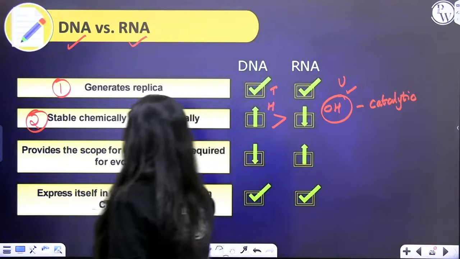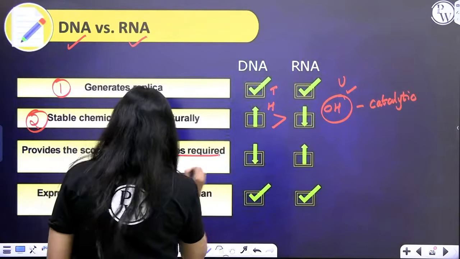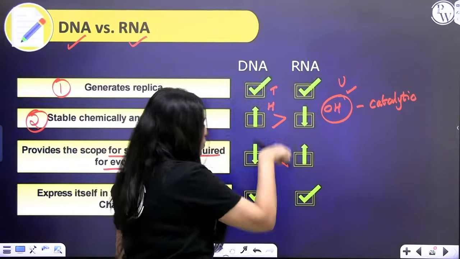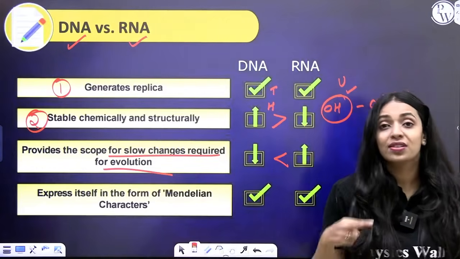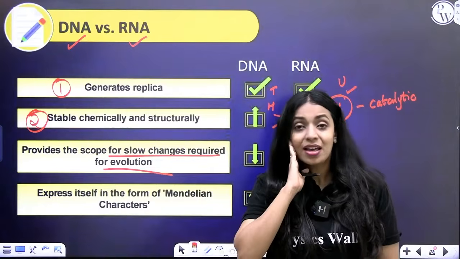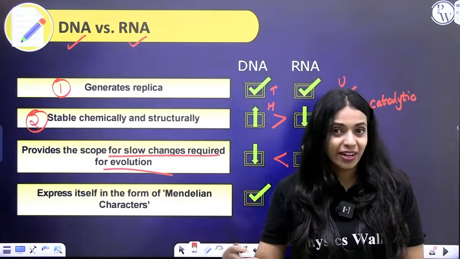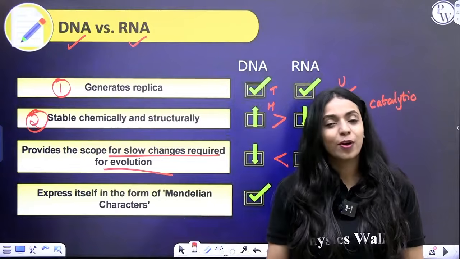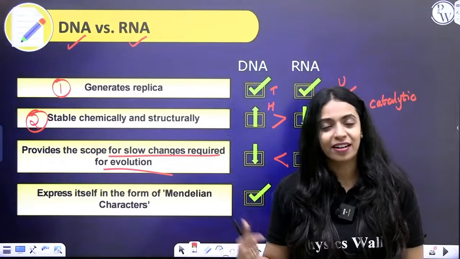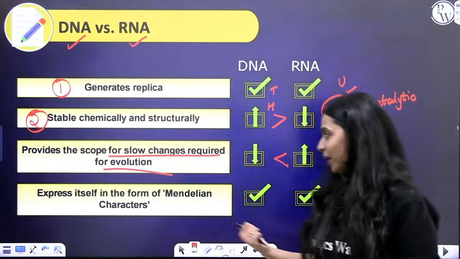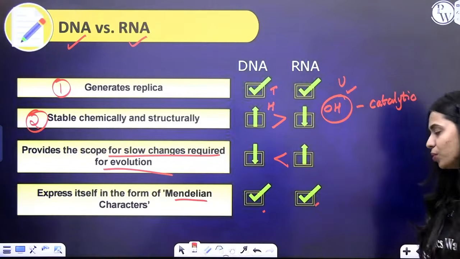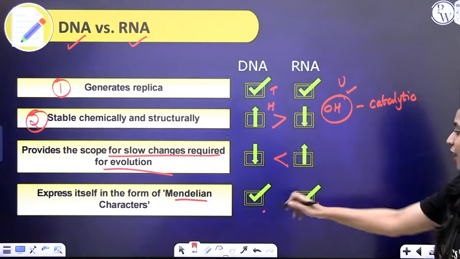Now, it provides the scope for slow changes required for evolution. Definitely both of them provide it, but it's more in RNA compared to DNA. The mutation rate is higher in RNA compared to DNA. Recently, when COVID happened, you were learning about how newer variants were coming every few months, right? That is because the coronavirus has an RNA genome. So that mutates at a much faster rate compared to our DNA genome, okay? Next, it should be able to express itself in the form of Mendelian characters, which both do. So that is a check on both sides.